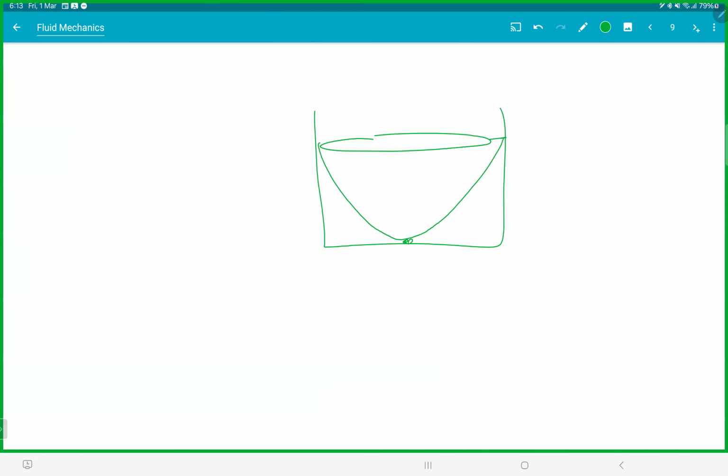This is the case where H2 is 0. If you rotate even faster, what will happen? This will rise here. It will become like this. So basically, you'll get an opening there. You'll see the bottom is exposed.